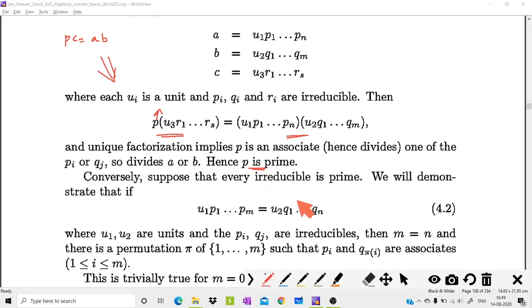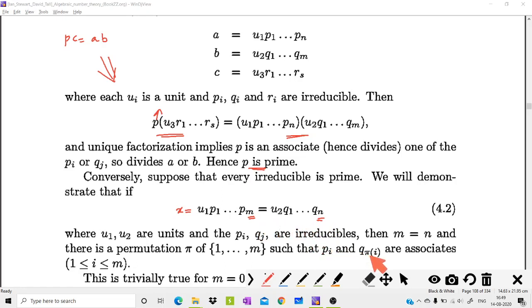Conversely, suppose that every irreducible is prime, and we will prove that every factorization into irreducibles is unique. That means if you factorize an element x in this form, we can say that these two factorizations are the same. In order to prove two factorizations are the same, we need to prove that m is the same as n, and each pi is an associate of one of these qj. That means we need to get a permutation pi from 1, 2, 3, etc., m to 1, 2, 3, etc., n. We will prove this by induction.